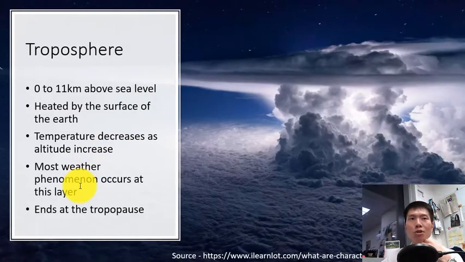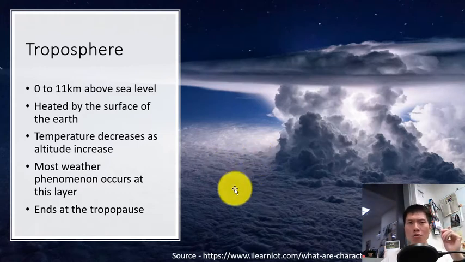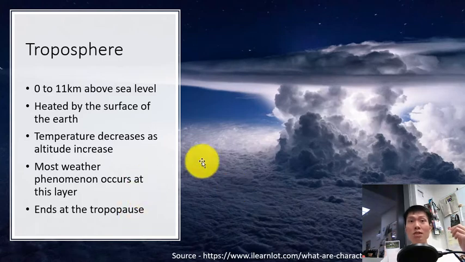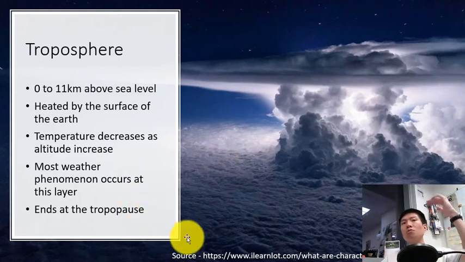Now let's take a closer look at the atmosphere just above the ground, which we call the troposphere. The troposphere is located between 0 to 10 or 11 km above sea level. This is where most of the weather phenomena occur. In the troposphere, the temperature decreases as the altitude increases.